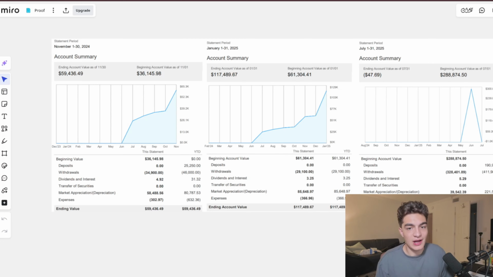Day trading should not be complicated. In fact, it should be incredibly simple, and simplicity is what led me to make over $500,000 my very first year of learning how to trade. These are some of my brokerage statements. You can see market appreciation, $60,000 November of last year, $85,000 January of this year, $40,000 July of this year, just some of my brokerage statements.